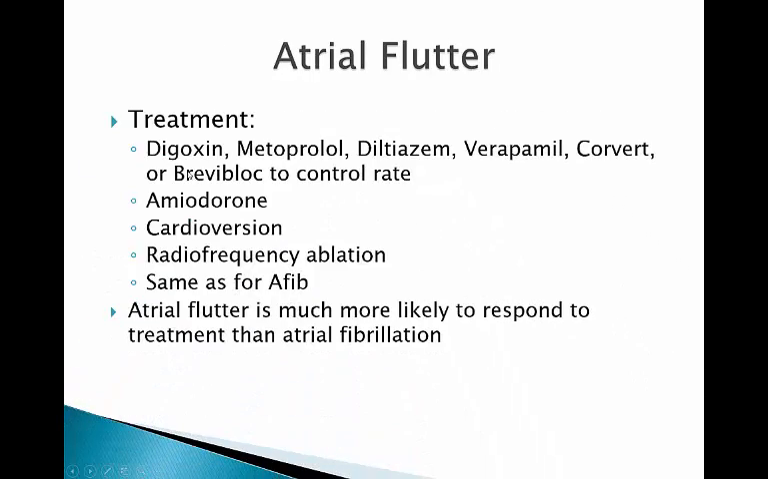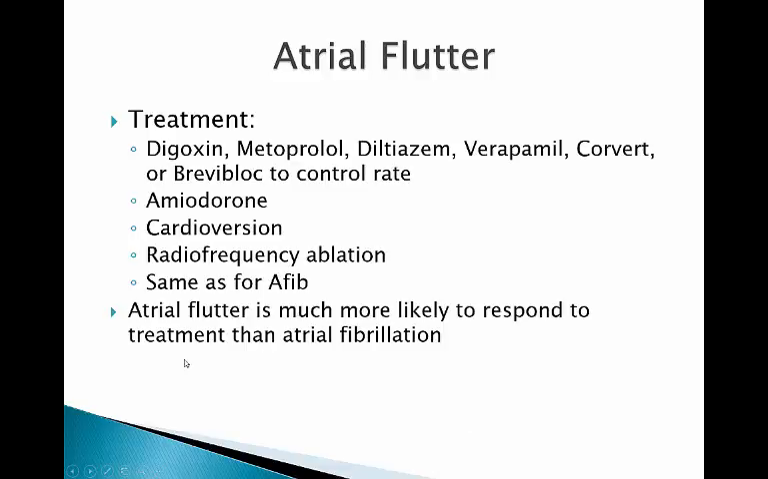Treatment is pretty similar to AFib. So you've got your digoxin, metoprolol, so your beta blockers, your calcium channel blockers. Brevibloc is another type of beta blocker. Amiodarone. So amiodarone is very highly used for atrial fibrillation and atrial flutter. We can cardiovert them. We can do ablations just like with AFib. So it's pretty much the same.